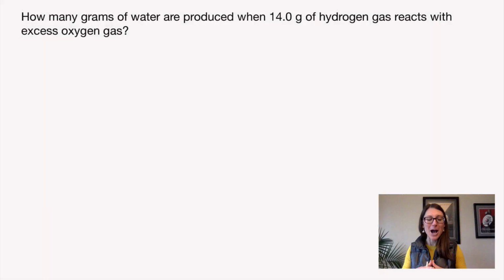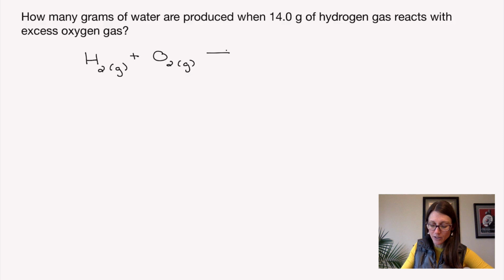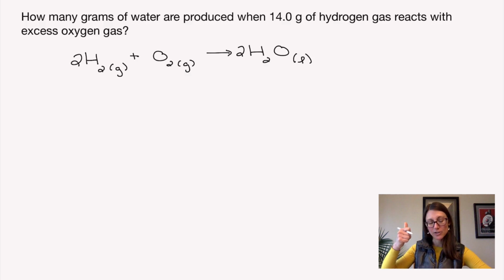First example: how many grams of water are produced when 14 grams of hydrogen gas reacts with excess oxygen gas? Always have to start with a balanced chemical equation. So in this case, I am taking hydrogen gas, and I am reacting it with oxygen gas to form water. And in order to balance this equation, I'll need 2 waters and 2 hydrogens. First step, balanced equation, check.